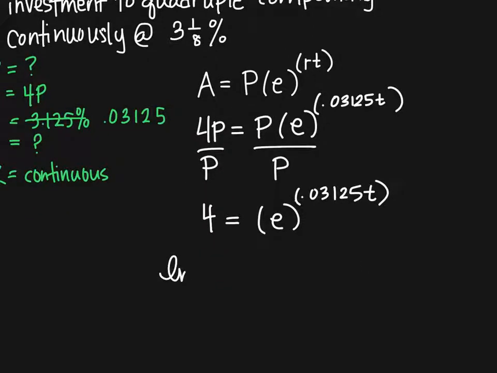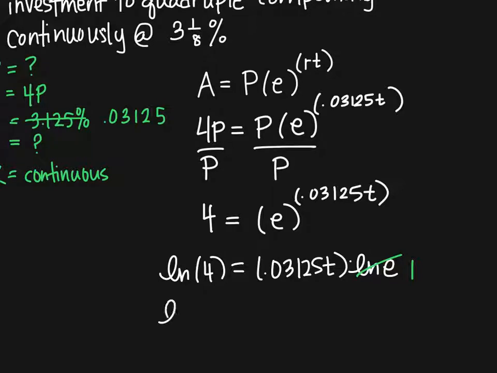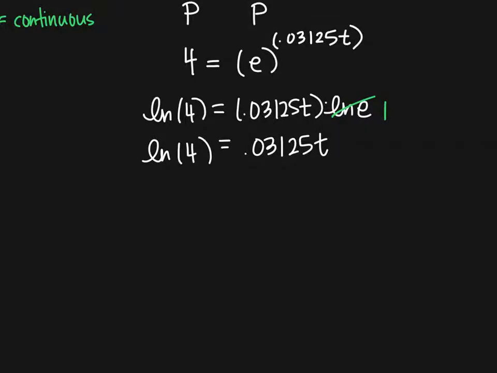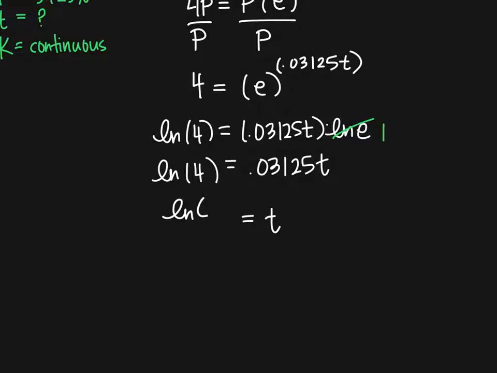So I'll have the ln, parentheses around the 4. I'll have parentheses 0.03125t down in front of ln e. Thankfully, we should remember that ln e is the number 1. So that helps simplify my problem down to 0.03125t because ln e was 1. Then all it takes is one division step, and I'll have ln 4 over the decimal 0.03125, which will tell me how much time it will take me.